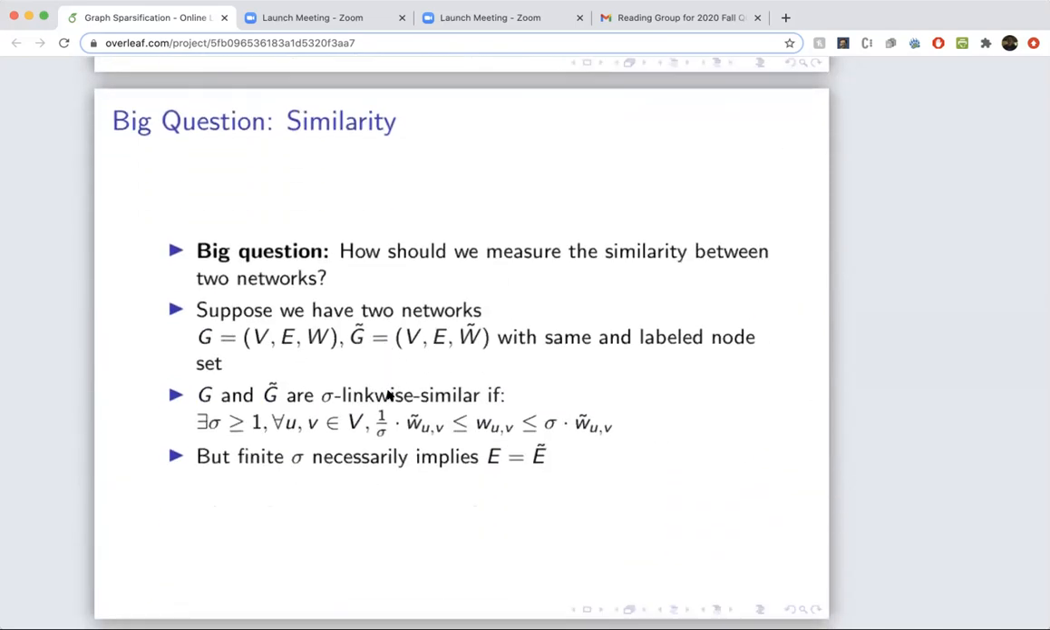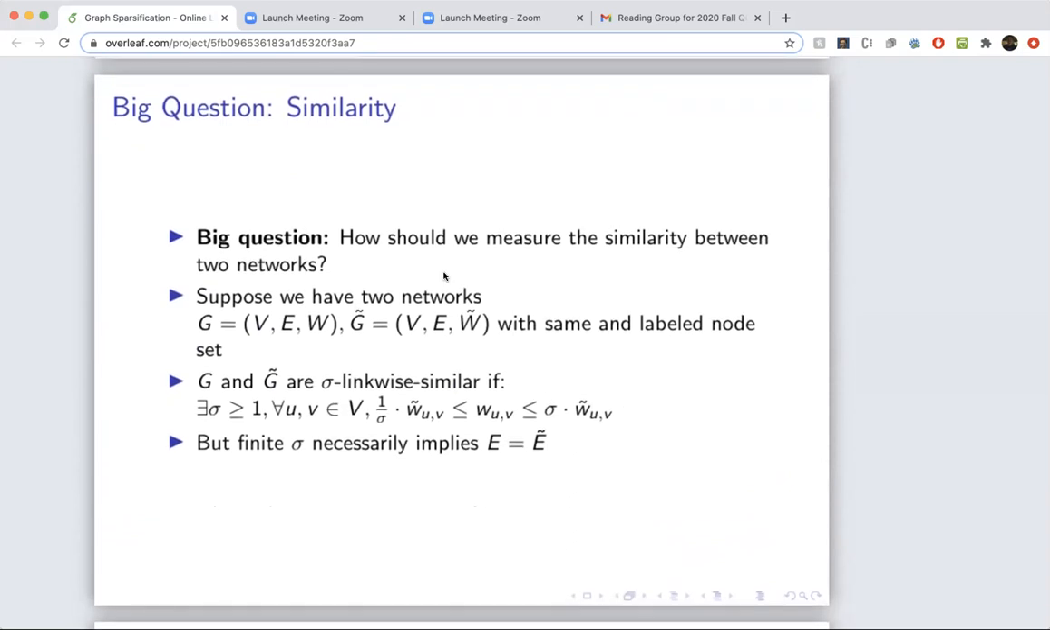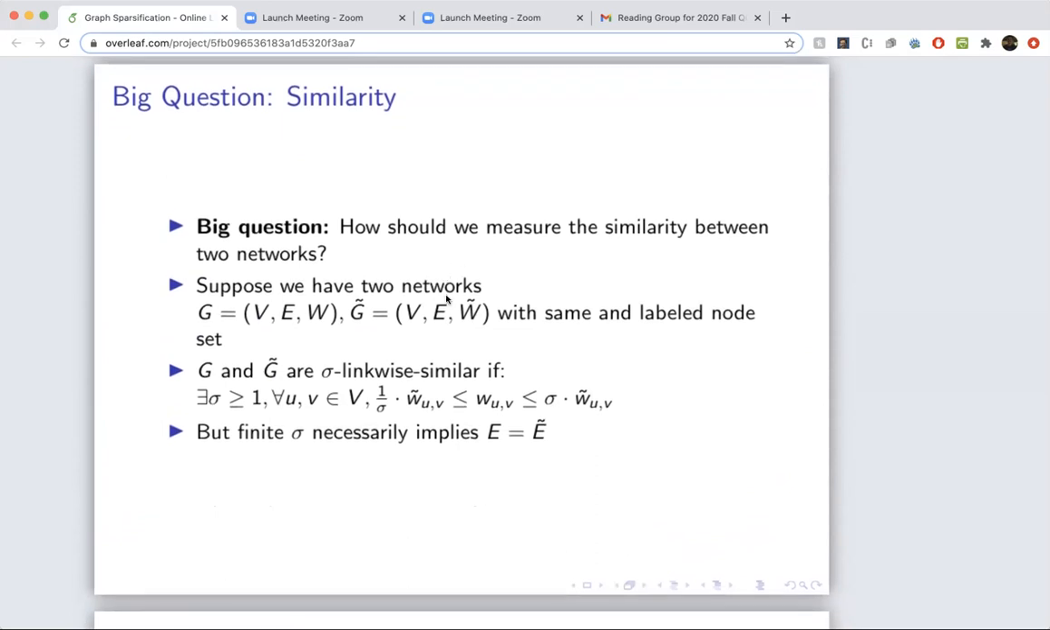Okay, and so now I'm going to transition into some of the stuff that the Tang book was talking about. So a big question here is, how should we measure the similarity between two networks? Suppose we have two networks. One is defined by vertices, edge set, and weights on those edges. And then we also have G tilde, which is essentially the same, has the same nodes and edges, except the weights are different.